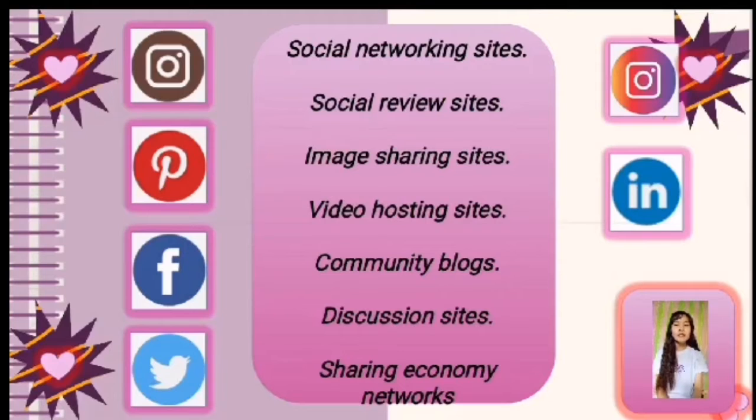Sharing economy networks. The sharing economy is defined as an economic system in which assets or services are shared between private individuals, either for free or for a fee, typically by means of the internet.